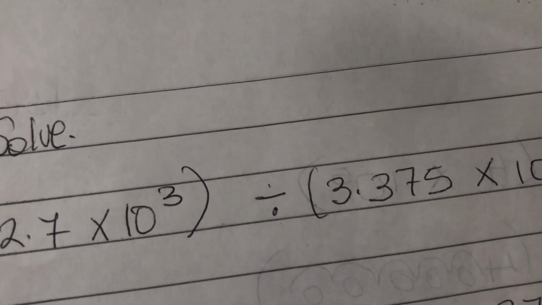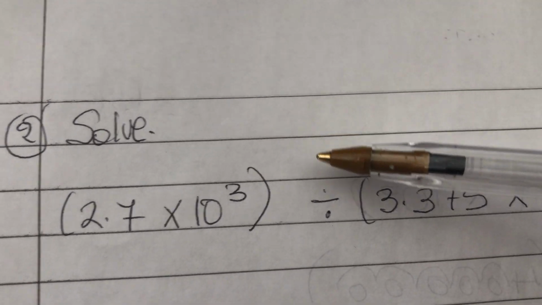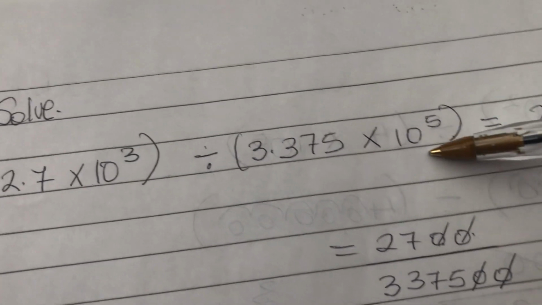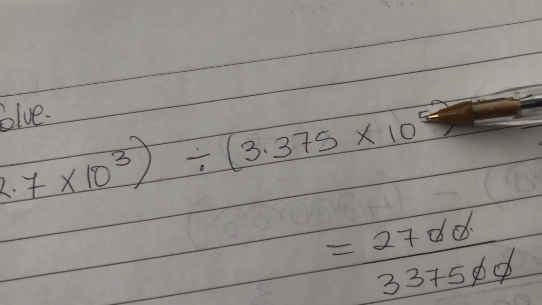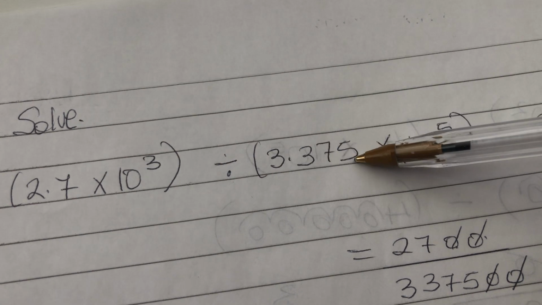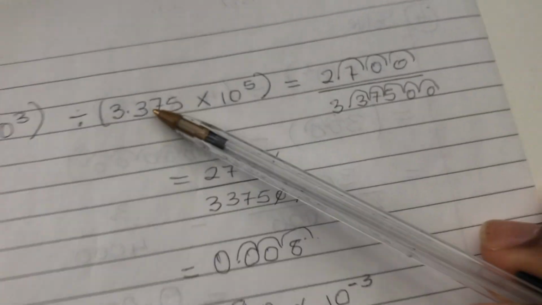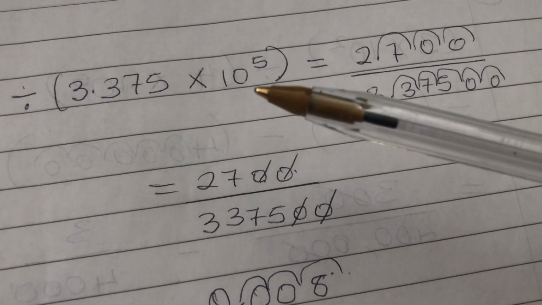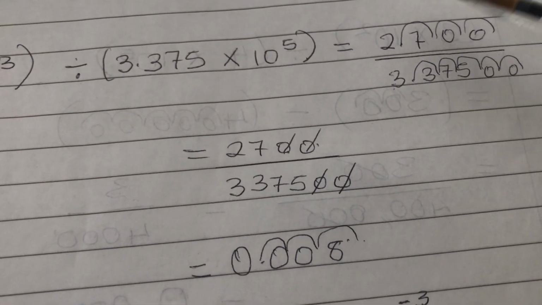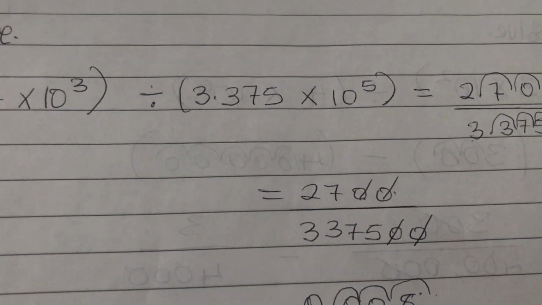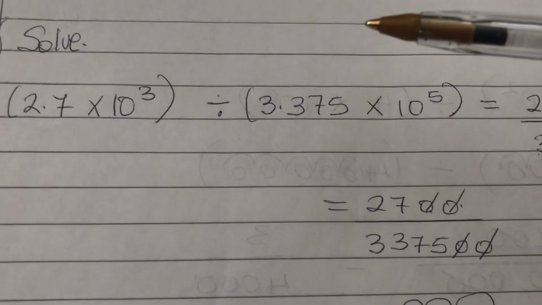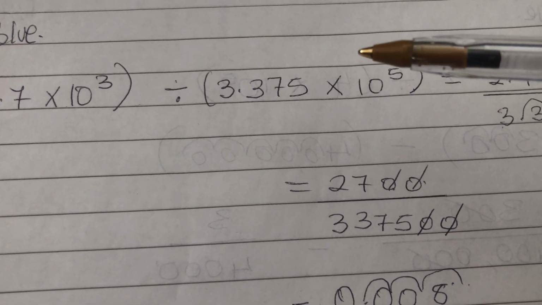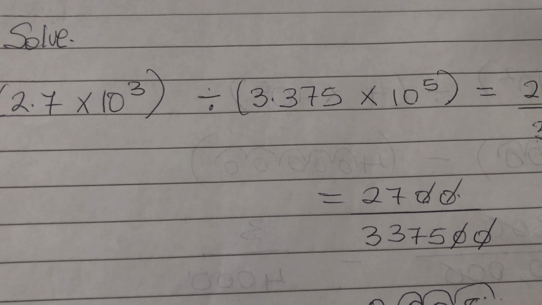Again, solve. One standard form divided by the other. So we divide the numbers, or we get them into ordinary numbers and then we cancel out, and we revert back to the standard form. Questions like this, do what you are confident to do so that you can always get all the answers, because these are simple questions.